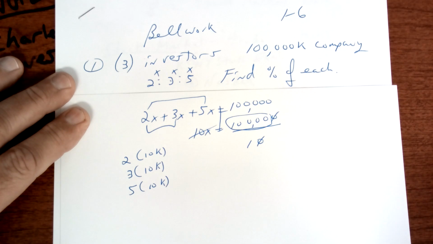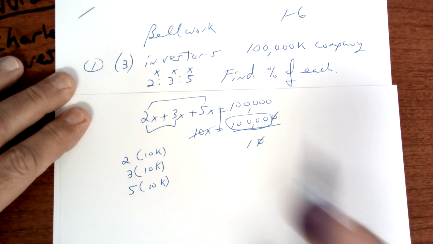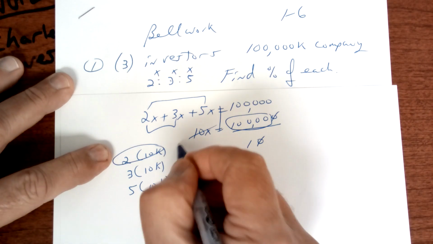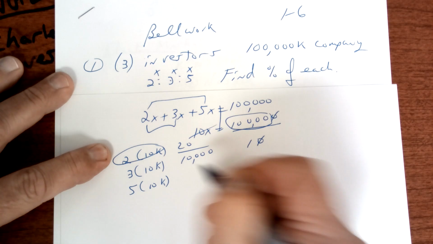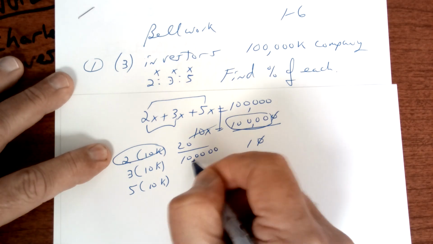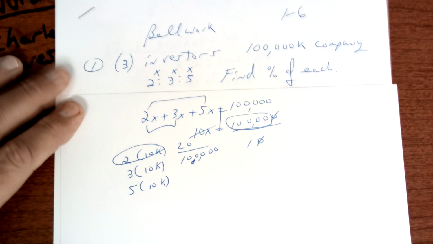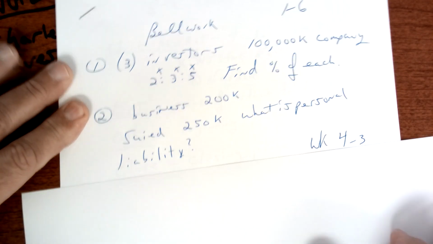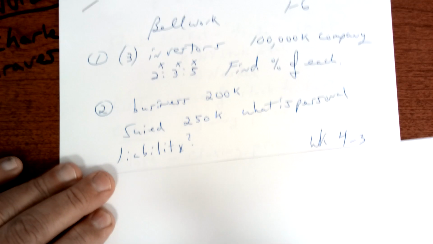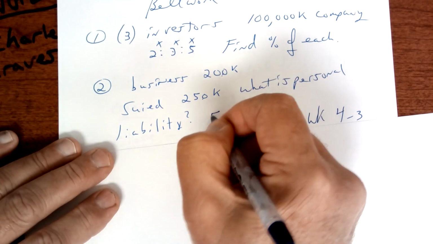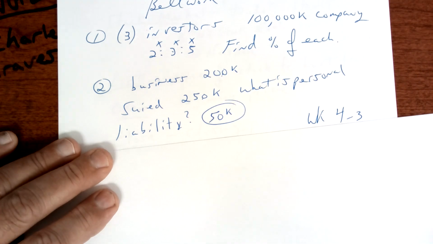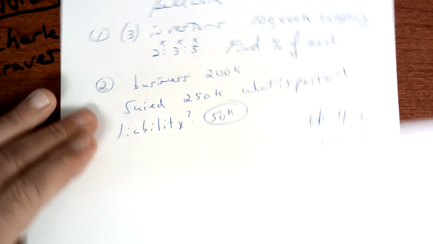If you want to find the percentage, you would put it over 100,000. So this one would be 20 over 100,000, and then you would divide. This one right here, you have a business that's $200,000 worth, and you get sued. What's your personal liability? Well, when you subtract, you still owe $50,000. Personal liability.